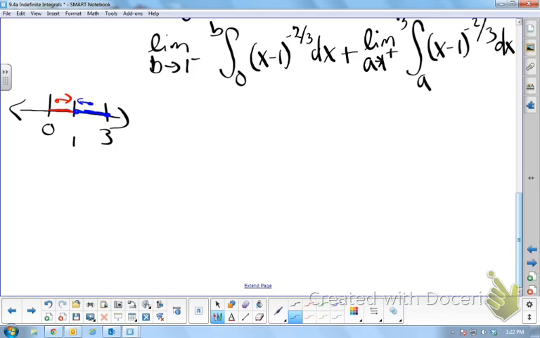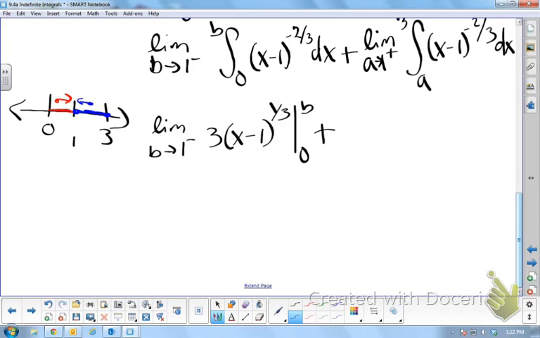Okay. So we have limit as b approaches 1 from the left. We add 1 to the 1/3. We divide by 1/3, which is the same as multiplying by 3. So 3 times x minus 1 to the 1/3, evaluated from 0 to b, plus limit as a approaches 1 from the right. We do it again. It's going to be the same integral. 3 times x minus 1 to the 1/3 from a to 3.